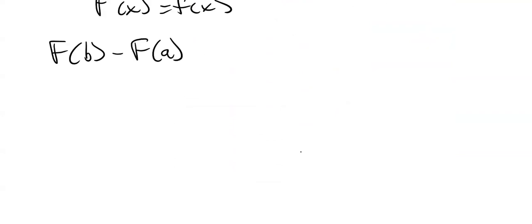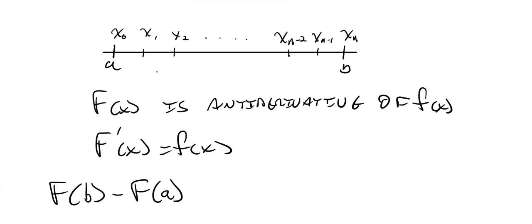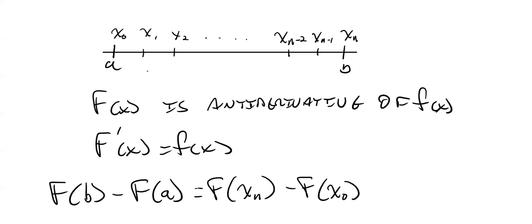And I'm going to say, because of the way I can split up that interval above, that this is the same thing as F evaluated at x of n, right? That's up here. This is B, right? B is x of n, minus the antiderivative evaluated at x of naught. Same thing.